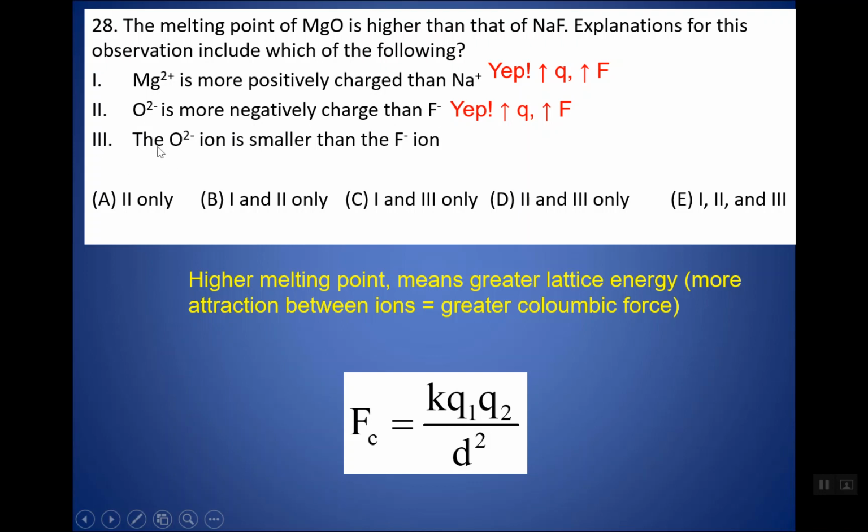And let's choose 3. O2- is smaller than the F- ion. Ooh, be careful there, because these are isoelectronic, and F, for the same number of electrons, actually has more protons pulling that in, so it would actually be smaller. So this would not be a true statement at all. So I can't choose this. I would only choose 1 and 2. So make sure you're also choosing correct statements for this.